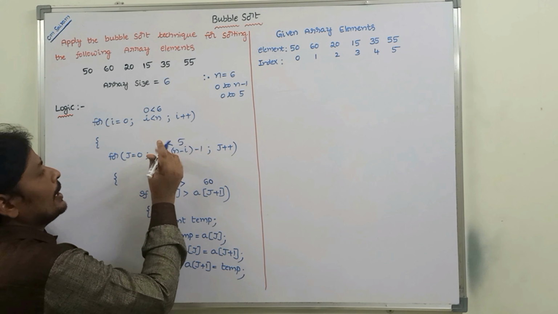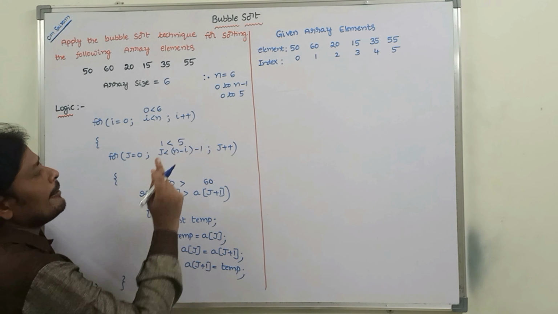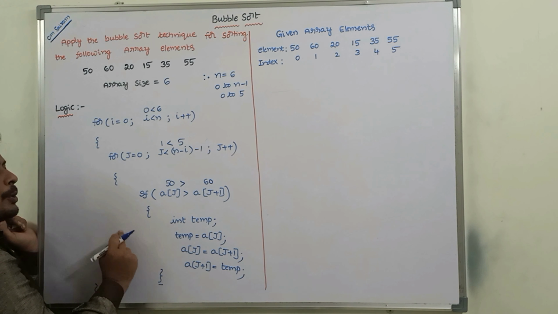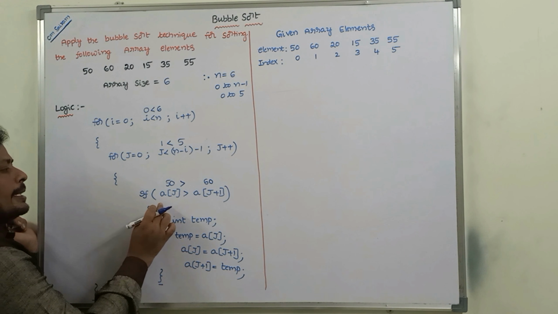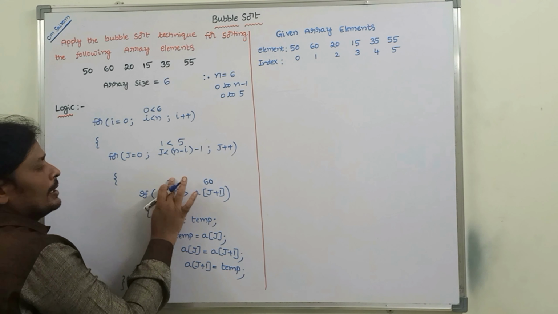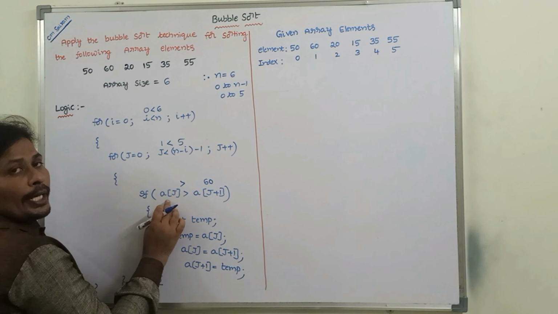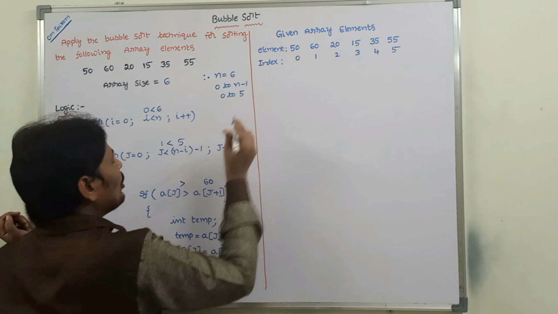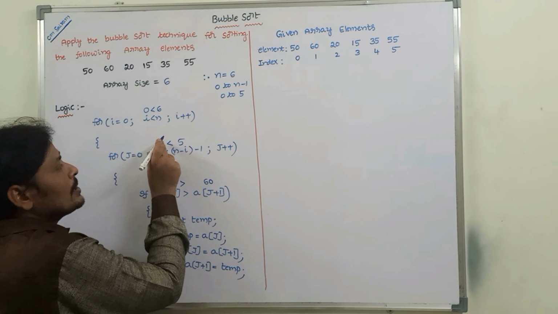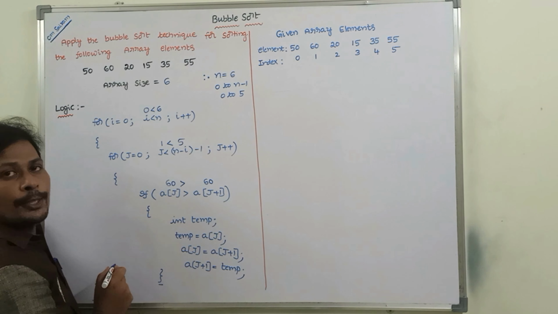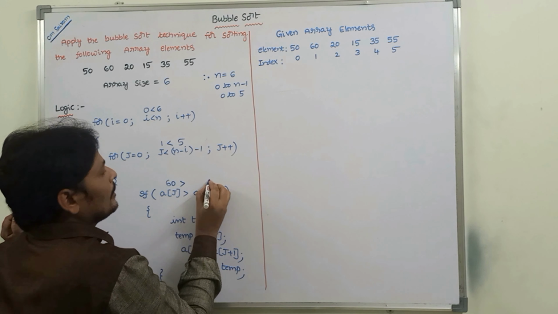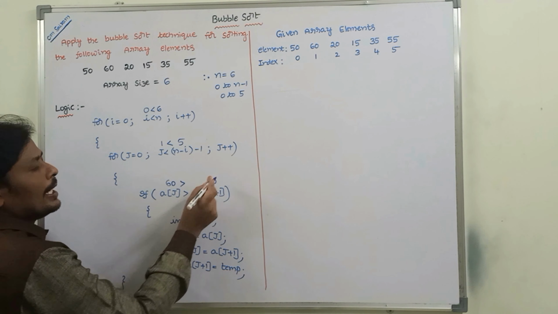Now j value is 1, less than 5, condition true. If the condition is true, then the control goes to the body of the for loop. In the body of the for loop, an if statement is there. If a of j, now j value is 1, a of 1 value is how much? That is 60, greater than a of j plus 1. Now j value 1 plus 1 is 2, a of 2. What is the a of 2 value? 20. So 60 greater than 20.